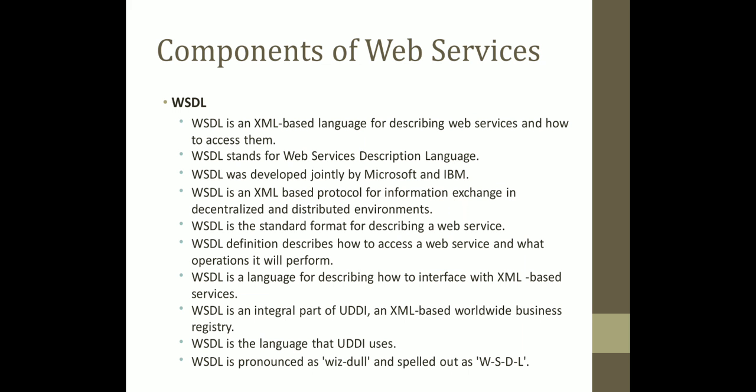WSDL is an XML-based document which contains information regarding web services, like names of methods, method parameters, and how to access the methods. WSDL also contains information regarding the operation the web service will perform. It is used for information exchange in a decentralized and distributed environment. Plus, WSDL is a part of UDDI, an XML-based worldwide business registry, and it works as an interface between various web service applications.